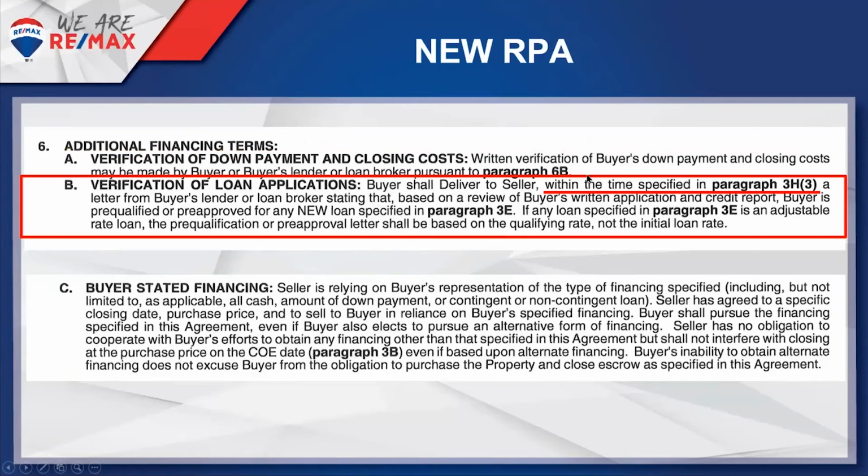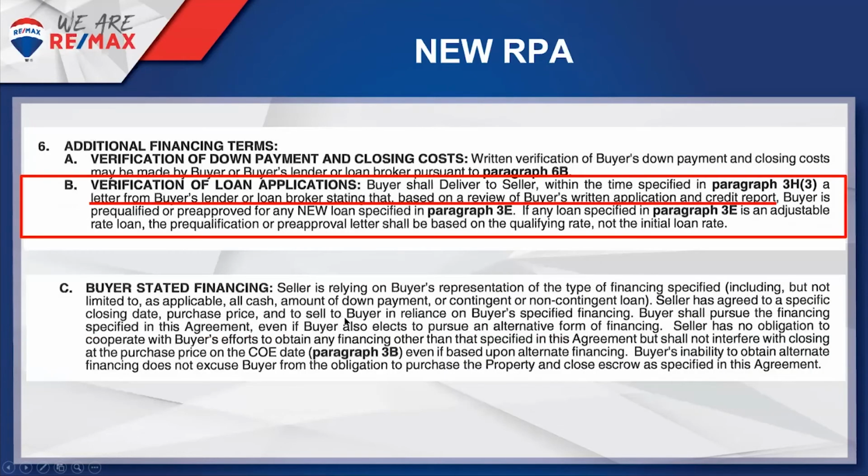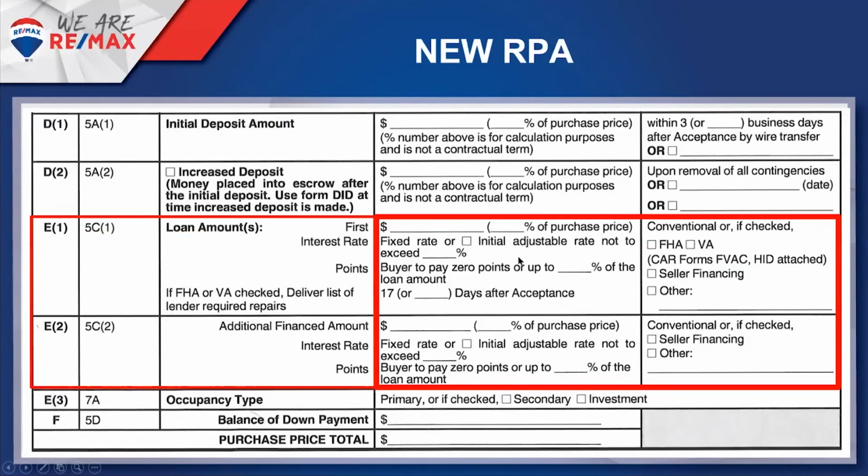Okay, additional financing, verification of down payment and closing costs pursuant to paragraph 6B, right below it. So within the time specified in 3H3, see how you go back to the grid. All the time frames are in the grid. And so that's when these verification of loan application must be done. And hopefully you've required it, you got it with the offer, or if you checked after the offer, you would get it later. That's the letter from the buyer's lender saying that, upon a review of the buyer's written application and credit report, they are qualified for the loan specified in 3E, and that's the terms of the loan.